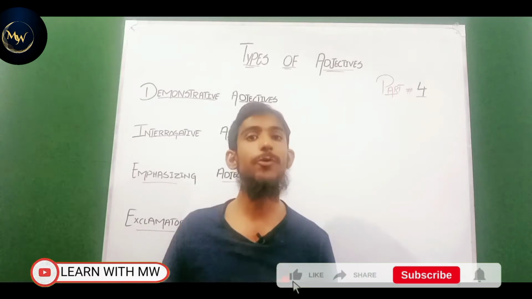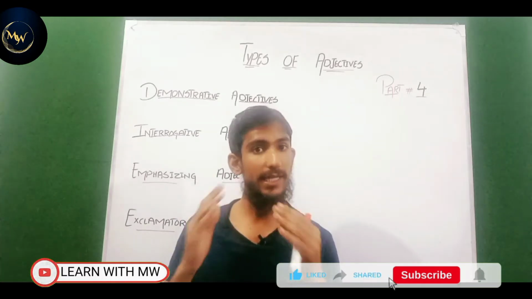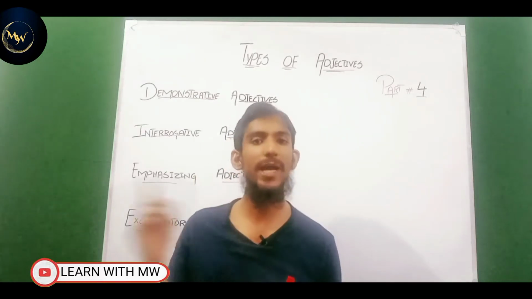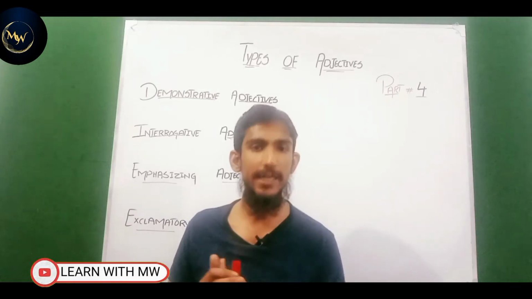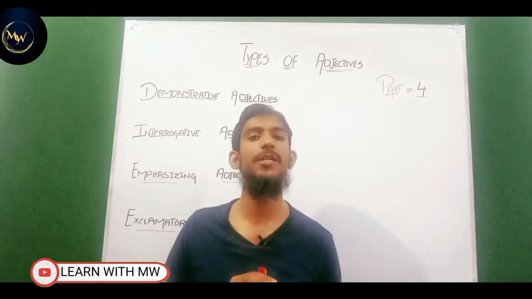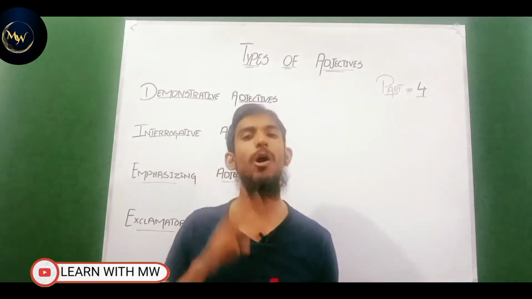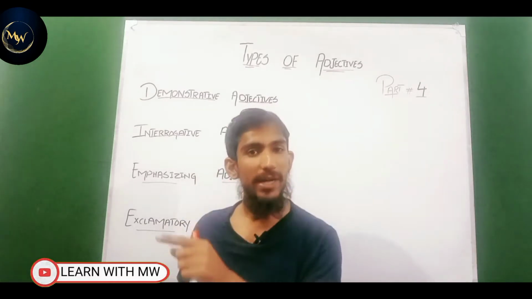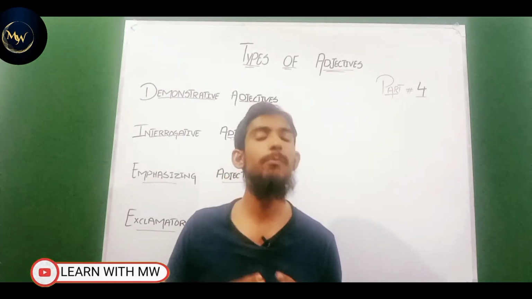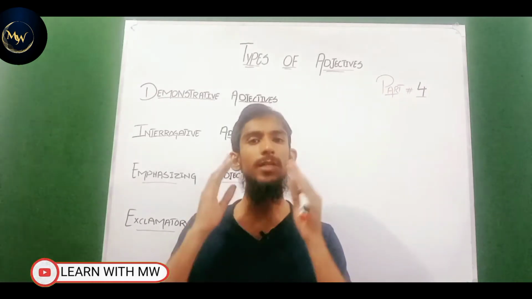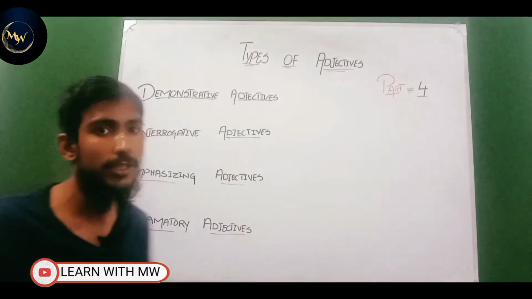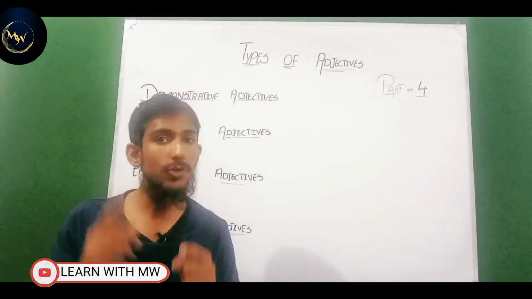Then in part 2, we discussed a very important concept: article as adjective. We also proved in that video that an article is basically an adjective in English grammar. Then in part 3 we discussed three types of adjectives: adjective of quality, adjective of quantity and adjective of number, in a very grammatical and conceptual way, and also with tips and tricks. So if you missed parts 1, 2 and 3 of adjectives, go to the channel and watch those videos. Now in part 4 we will be discussing further types of adjectives in a very grammatical, conceptual way, and also with tips and tricks.